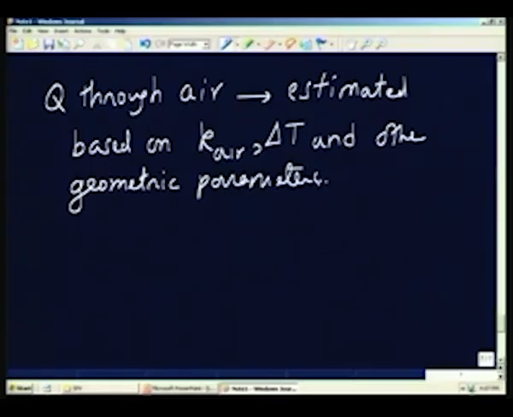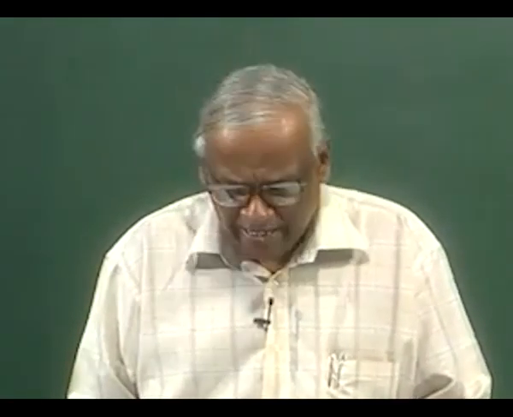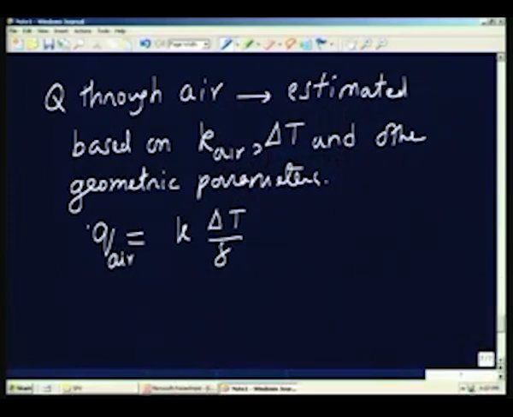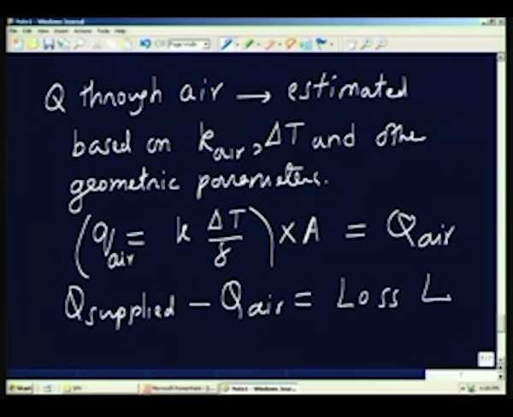So, we know that Q through air will be K multiplied by delta T divided by delta, because we are assuming that the radial clearance is very small. So, it is almost like slab heat transfer through a plane parallel layer. So, K delta T by delta, multiplied by A, the heat transfer area, will give you Q air, and Q supplied minus Q air is equal to the loss, which we will call L, and this will be a function of delta T, the temperature difference across the gap.